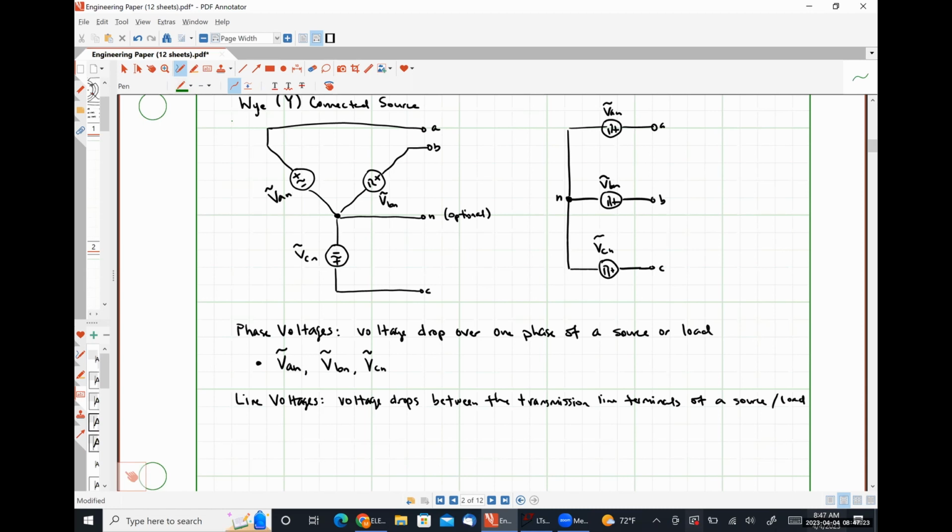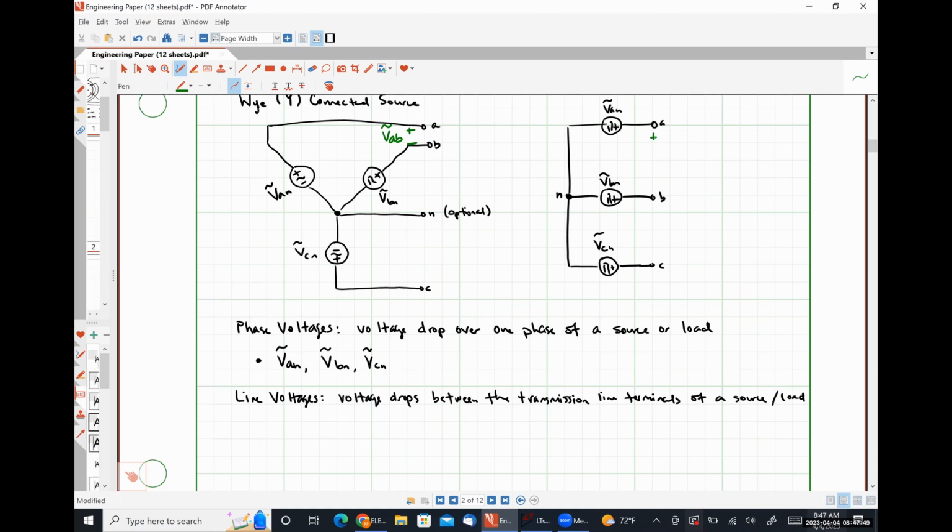I don't know that I'm going to be able to cram all of them on here, at least on the left-hand thing, but I'll try. Between the A transmission line terminal and the B transmission line terminal, we are going to have a line voltage of VAB. So that's how I'm going to represent it on the big Y thing. Over here on the right-hand side, that exact same line voltage is here.